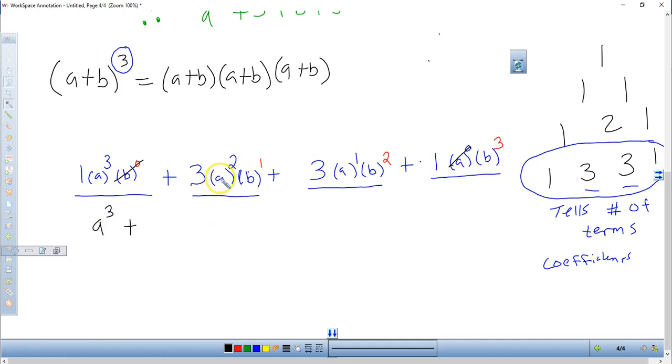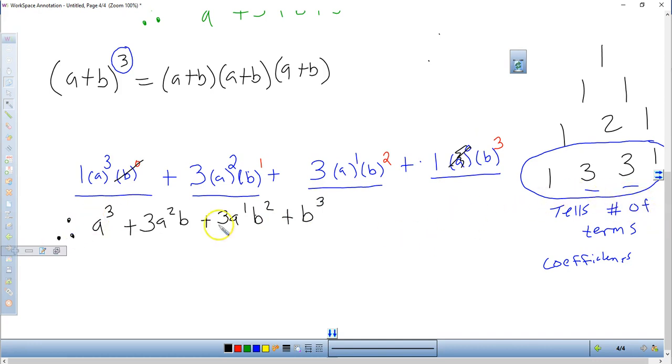Then I've got 3 times a squared times b. Then, on this next one, 3a to the first b squared. And the last one, 1, this one didn't matter, 1 and then b cubed. There's the answer.